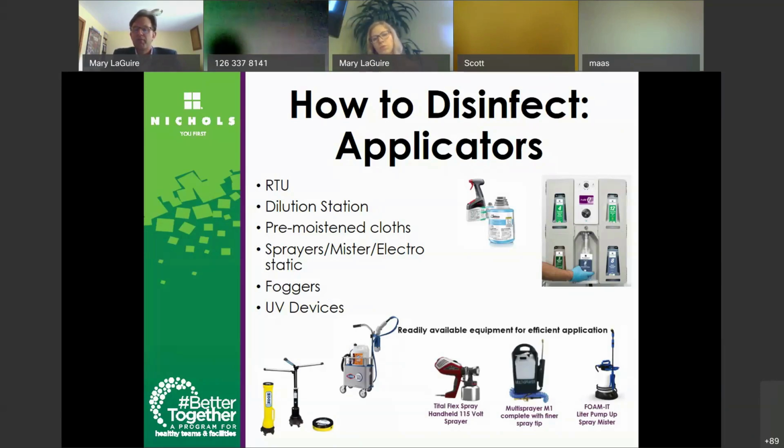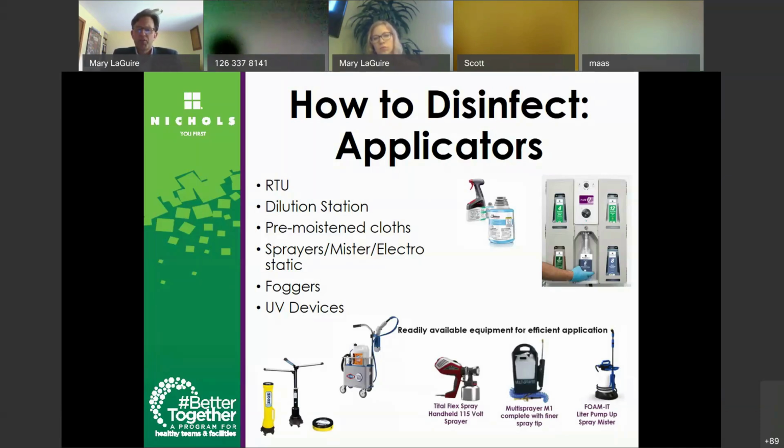There's been a lot of conversation around electrostatic sprayers or applicators, as well as fogging machines and misters, and a lot of confusion that's come around those pieces of equipment as well. But the important thing is, how do we get disinfectant on a surface, in particular the touch surfaces, in the most effective manner to do the thing that we need to do?